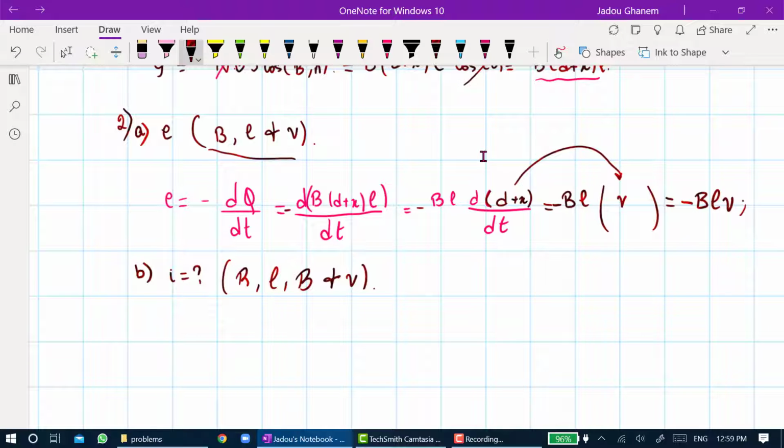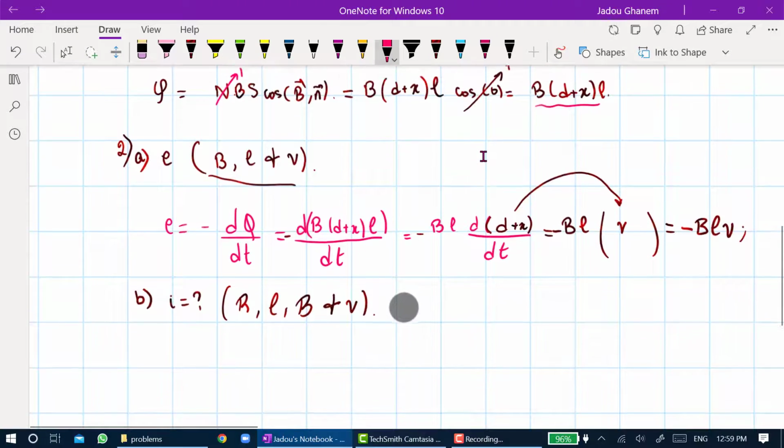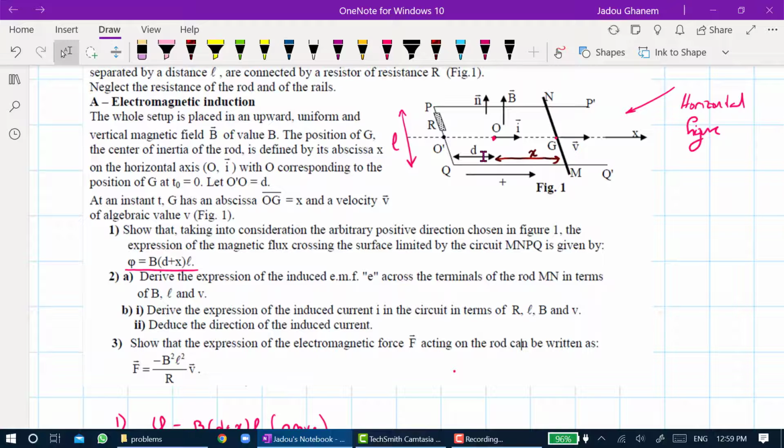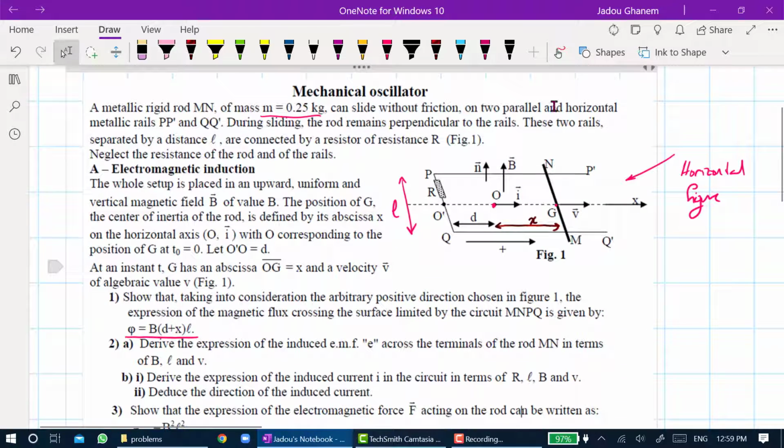How can we write this one? Usually, if we take a recap of the formula to find the current across a resistor, we can use Ohm's law, U equals Ri. So we can write I equals U over R. In this circuit, they didn't say anything related to the internal resistance of the rod. It's sliding without friction, the rod remains perpendicular. This is an external resistor related to the circuit.